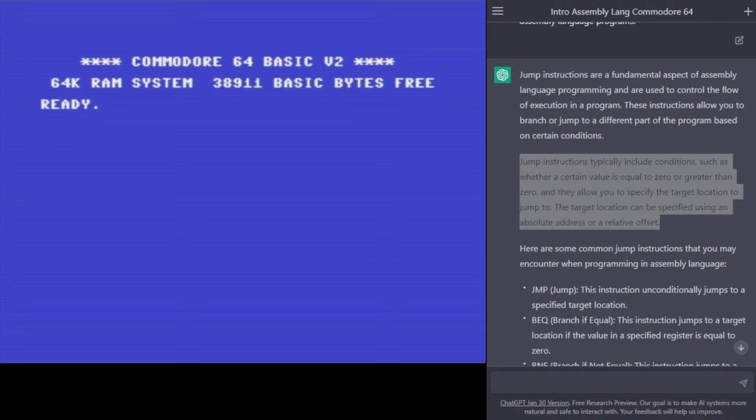But it's not saying that that's true in Commodore, so we need to be careful of that. It might be that some assemblers can do that, but some can't.